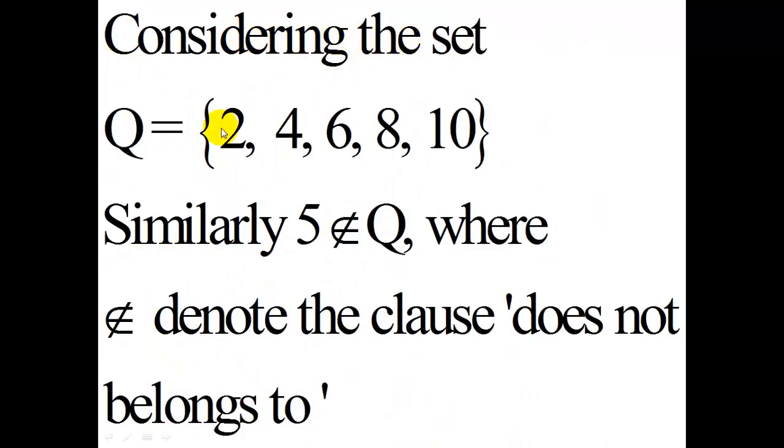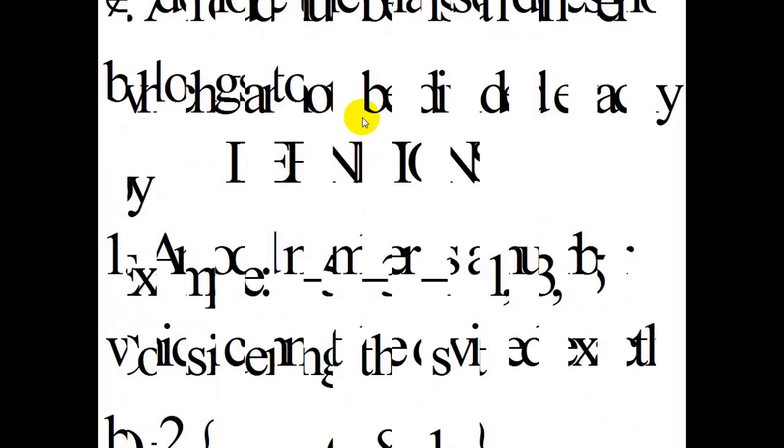Now when we consider the same set Q, the elements are 2, 4, 6, 8, and 10. So we can see that 5 does not belong to Q. This symbol is used to denote the clause does not belong to. So we can see that 5 does not belong to Q because 5 is not one of the elements of the set Q.